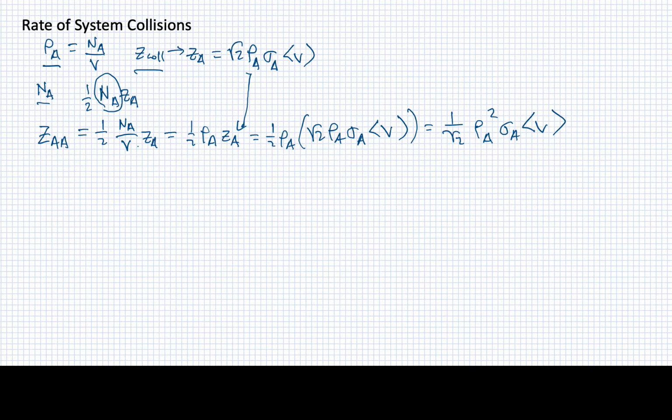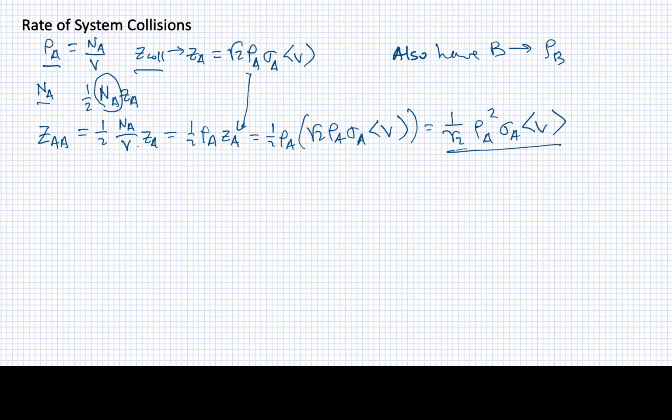All right, now the reason I go through this is not because I'm all that interested in molecules of A colliding with other molecules of A, but I'm interested in what if I have a different kind of molecule there? What if I also have molecules of B and they have a number density of rho B? What would this look like then?